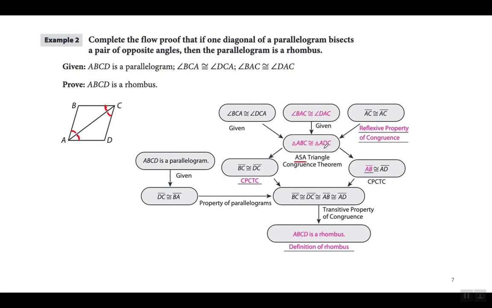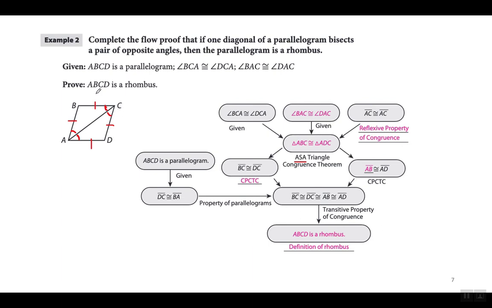Okay, if the two triangles are congruent, then we could pick whatever corresponding parts we need and put the reason as CPCTC. Okay, so they put that segment BC is congruent to segment DC. Those are consecutive sides. And AB is congruent to AD. Those are consecutive sides as well.